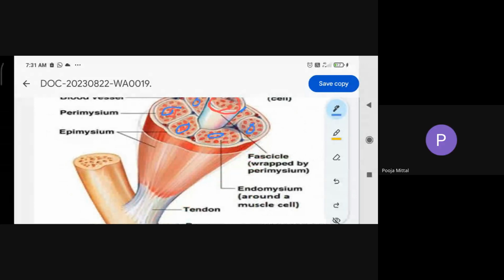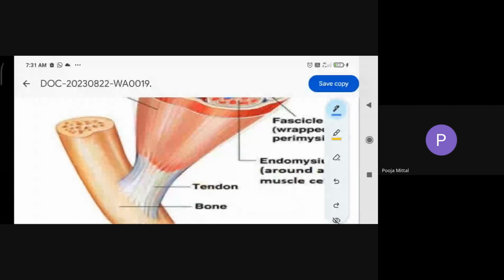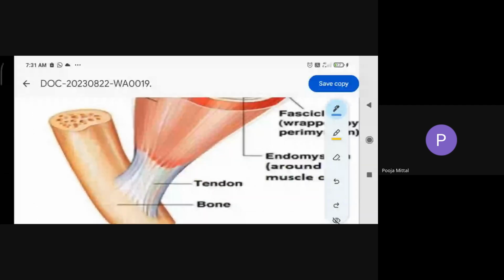Now here in this picture you can see how the tendon attaches the muscle to bone. This white colored portion which connects the bone to the muscle is the tendon.